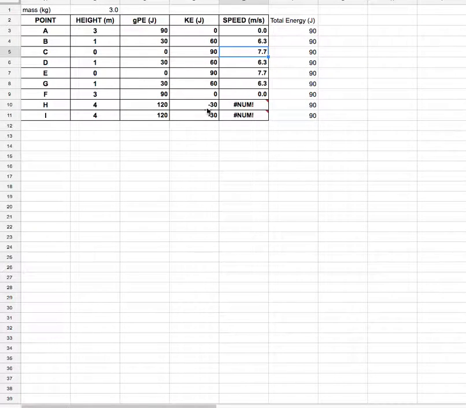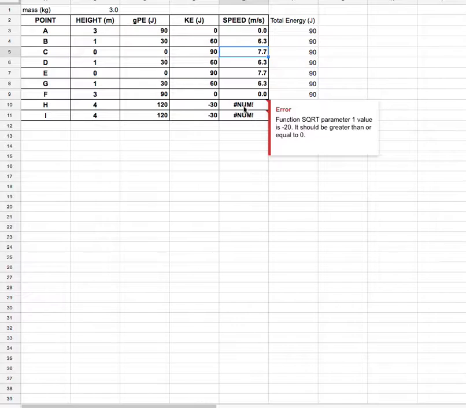If the total energy is 90, then we would have negative kinetic energy, which doesn't make any sense, because the velocity squared can't be negative. And our speed becomes something the computer can't take, and it says it's an error. How could it reach that point?